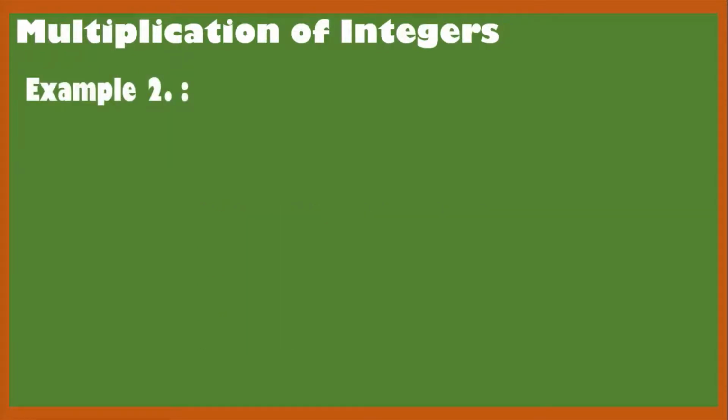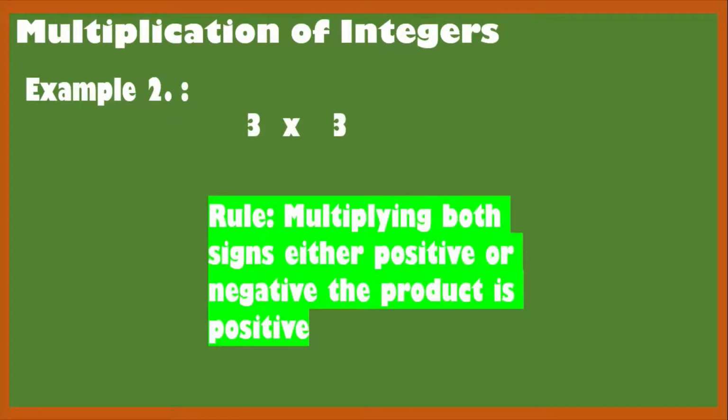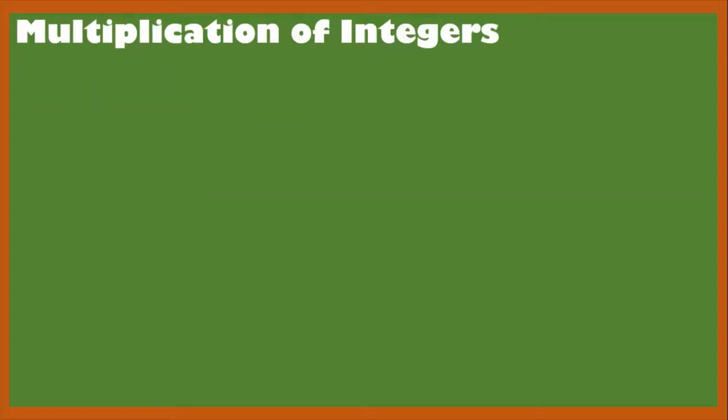So we have example number 2. 3 times 3, which is also like example number 1, but in this case, they are both positive. So they have the same signs, right? So the product of 3 times 3 will be positive. So it is equal to positive 9. Okay? Either positive or negative, as long as they are the same, their product will be positive.